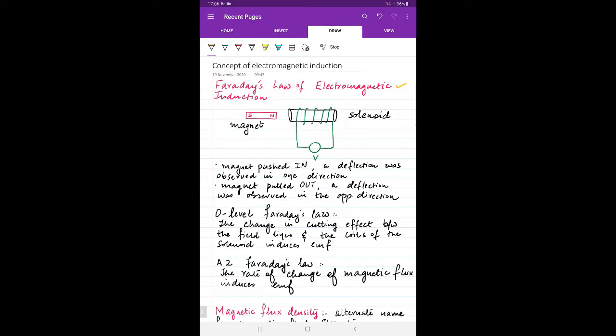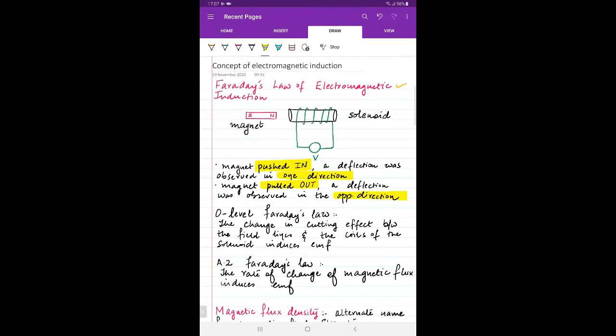Let's suppose you have a magnet, and imagine a magnet is positioned right beside the solenoid. So in O levels you used to learn that when the magnet is pushed inside the solenoid, you would expect that the voltmeter gives a deflection in one particular direction. Then you were also taught that when the same magnet is pulled out of the solenoid, once again a deflection is observed on the screen of the voltmeter, but this time in the exact opposite direction.